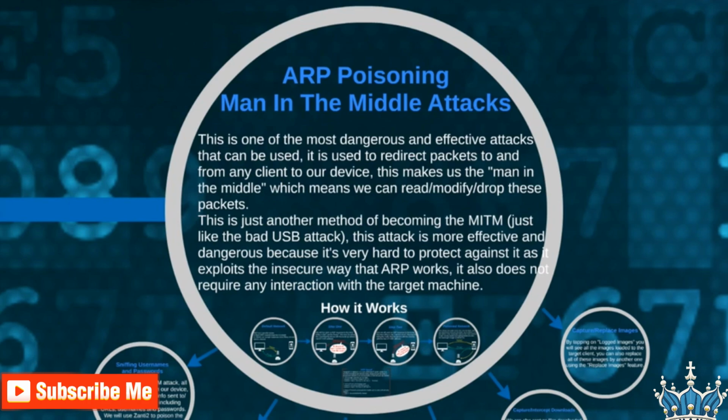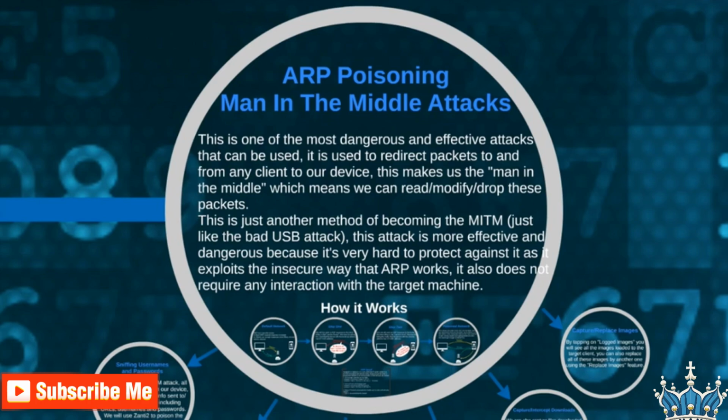Once we're the man in the middle, we were able to intercept packets, read them, modify them, drop them, do all that kind of fun stuff. Now, another method of becoming the man in the middle is using ARP poisoning. This is one of the most dangerous and effective attacks.